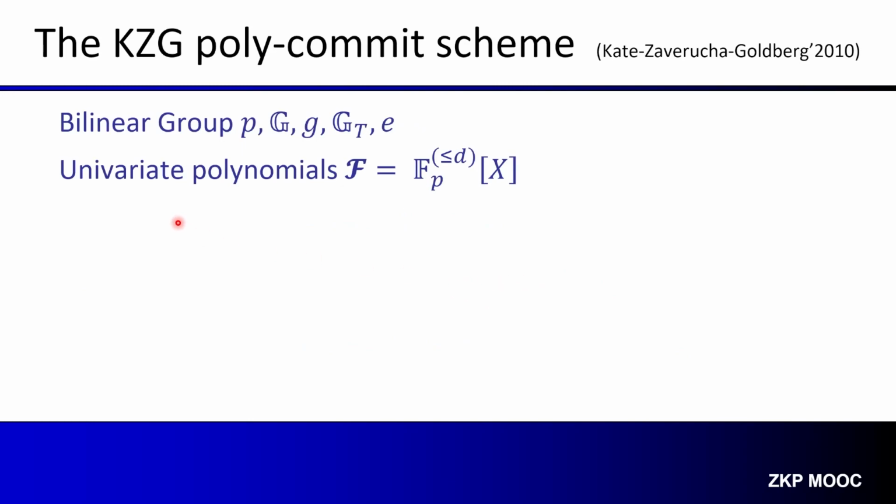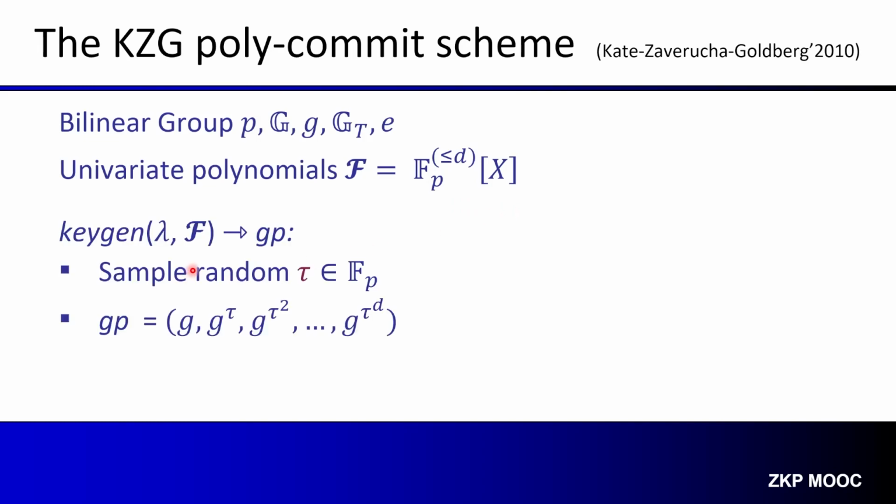The scheme works on a bilinear group with a base group G, a target group GT, and a pairing operation e. And the basic version works for the family of univariate polynomials with degree less than or equal to d, where d is a publicly known parameter. First, in the key generation algorithm, we are going to sample a random number tau in this finite field mod p. And then we are going to use tau to compute this set of global parameters. In particular, we are going to raise g to the different powers of tau. We have g to the power of tau, g to the power of tau squared, and so on all the way to g to the power of tau to the d.